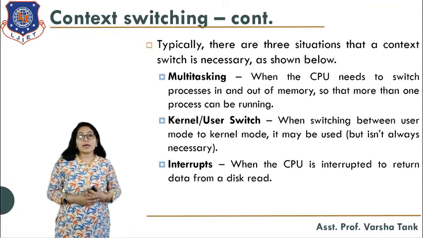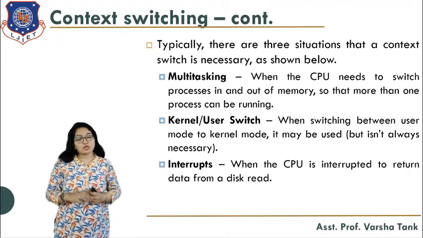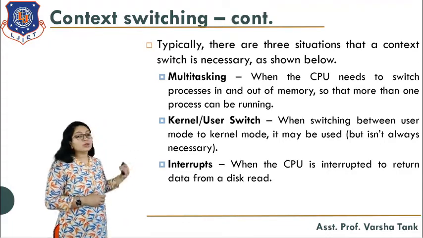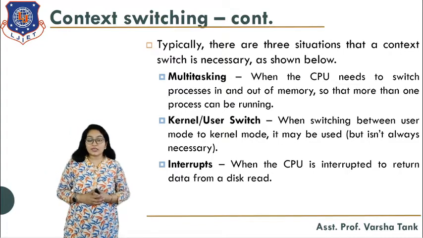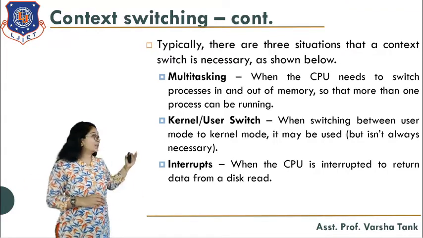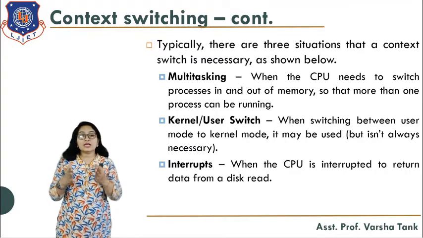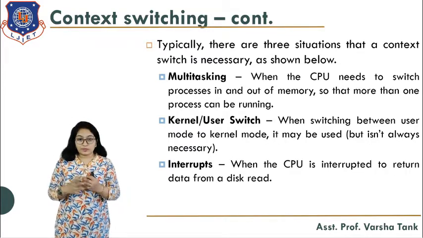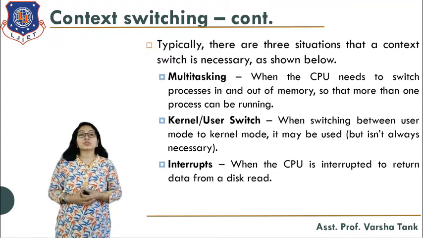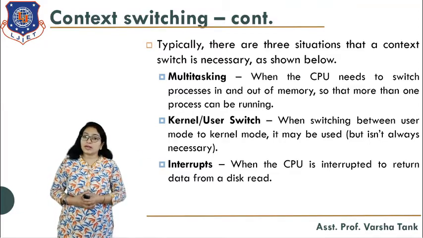Now, typically there are three situations where context switching is necessary. Here it is shown. First is multitasking. As we discussed in the last slide, when there is multitasking, we require context switching. Then the kernel-user switch, which we also discussed in the last lecture, when the program moves from kernel mode to user mode or user mode to kernel mode. At that time we require context switching. And another is the interrupt. That means when the CPU is interrupted to return the data from a disk read. If any blocking operation is initiated, the process has to switch from running mode to blocked mode. That is the interrupt. So these are the situations where we require context switching.